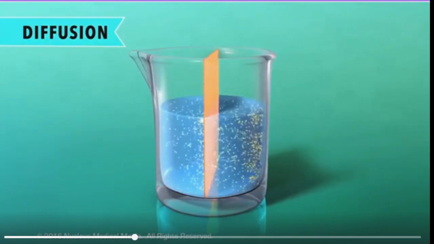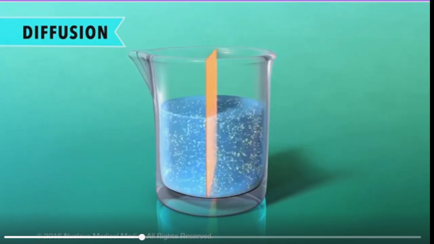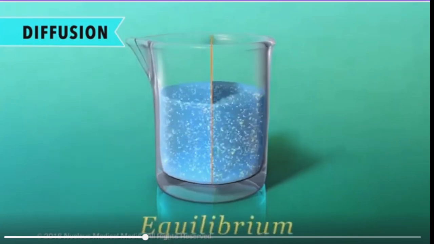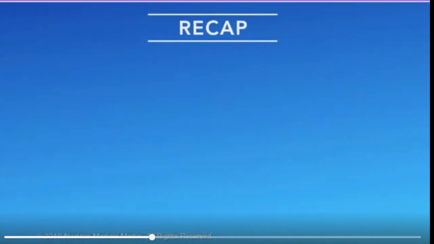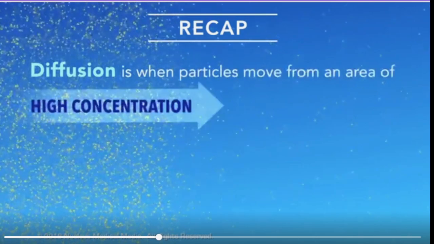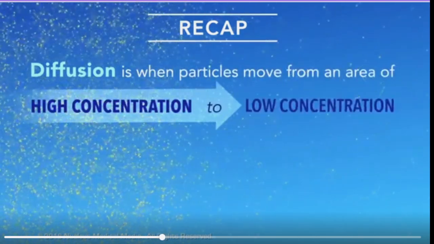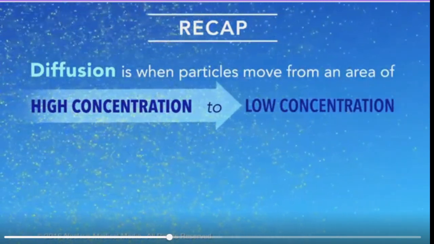They will continue to do this until both sides of the container have about equal numbers of solute particles. This is called achieving a state of equilibrium. Let's review what we've covered so far. Diffusion is when particles move from an area of high concentration to low concentration. This just happens. It's a natural process that doesn't use any energy.